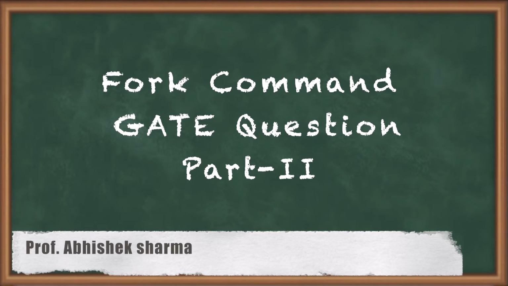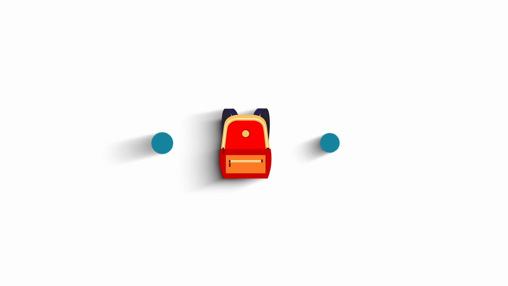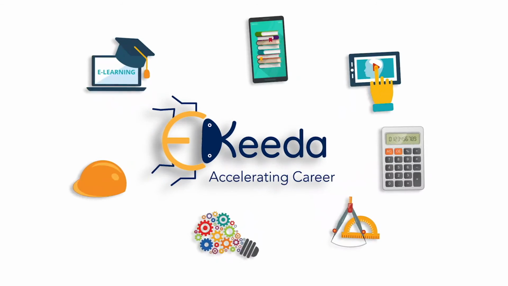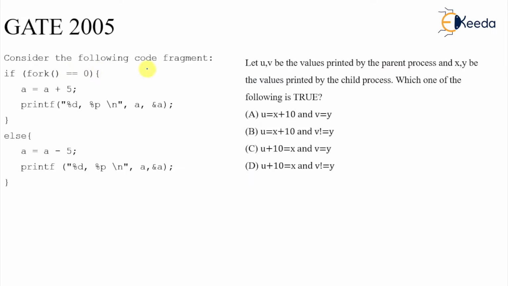The next question is from GATE 2005. Consider the following code segment: if fork() is exactly equal to 0, then a = a + 5, and then we have a printf statement with %d, %p, a, &a. It is printing the address of a. Else, a = a - 5, and printf %d, %p, a, &a.